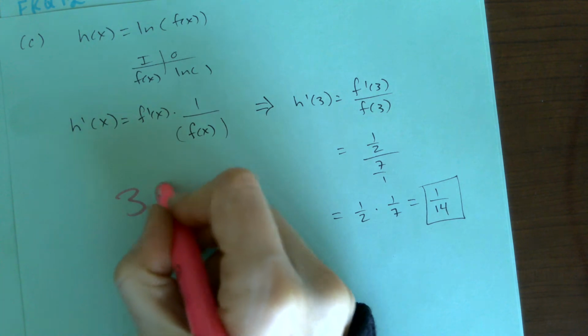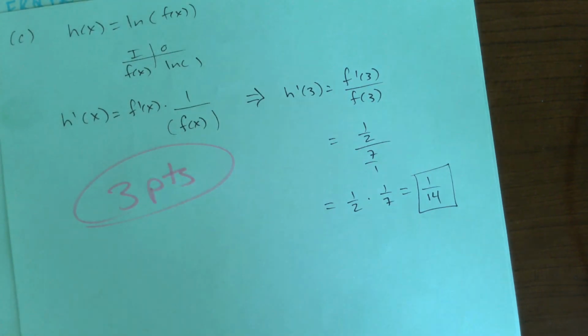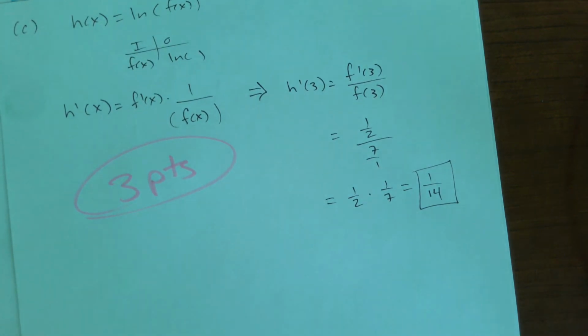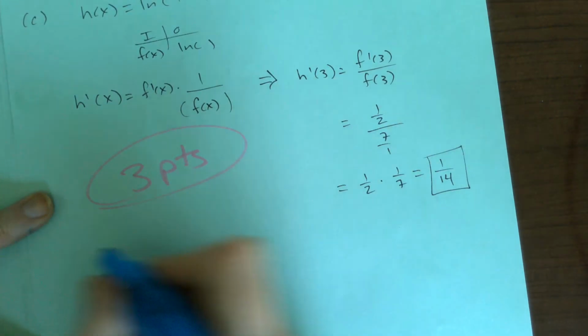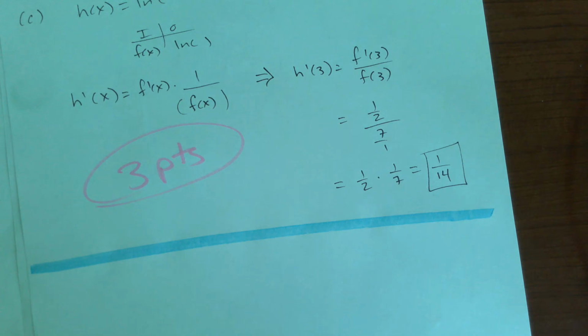Nice. Guys, you could do that. That's a lot of points right there that you can get. Yeah, 1/14. Okay, that was part C. Now we've got to do part D. This one is a little trickier, but I think you could also get this.